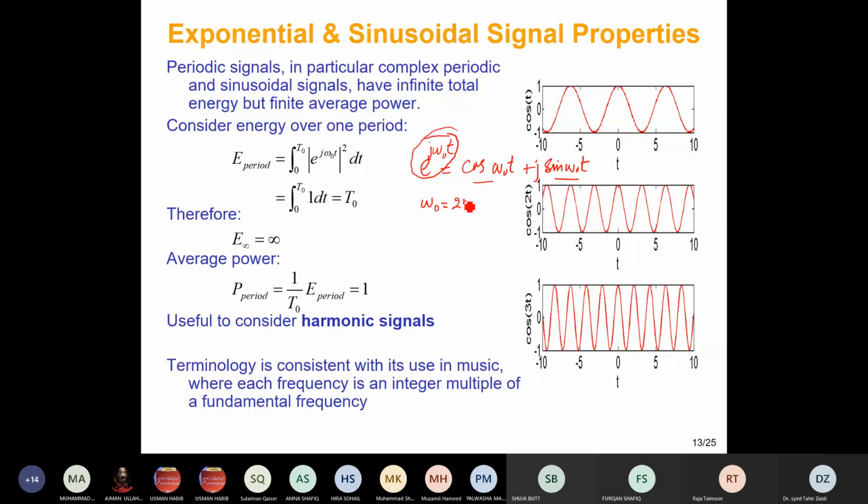tend to write it in terms of 2 pi f. This f is the frequency. Omega naught itself is angular frequency. And if you want to find out time period, either we can just take it as 1 over frequency, or we can take it as 2 pi over omega naught, one and the same thing. So we can find out the time period for that thing also. So let's call that t naught.